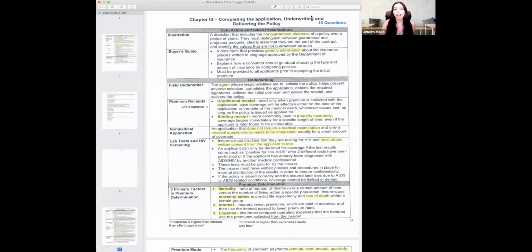So what you have is something called non-guaranteed elements. It's things that aren't guaranteed. They look nice, but doesn't mean you're actually going to get them.